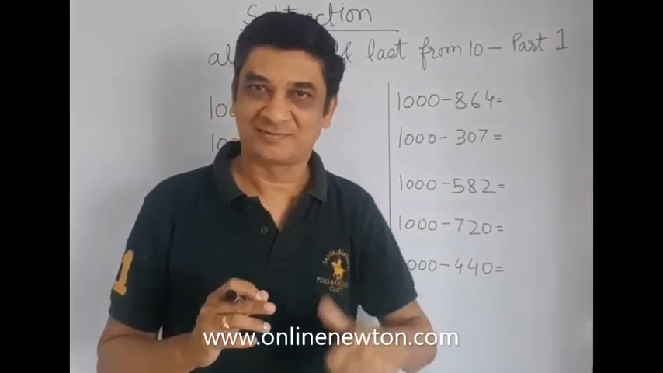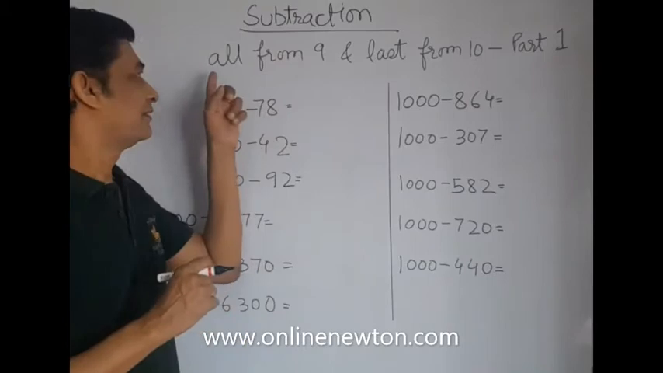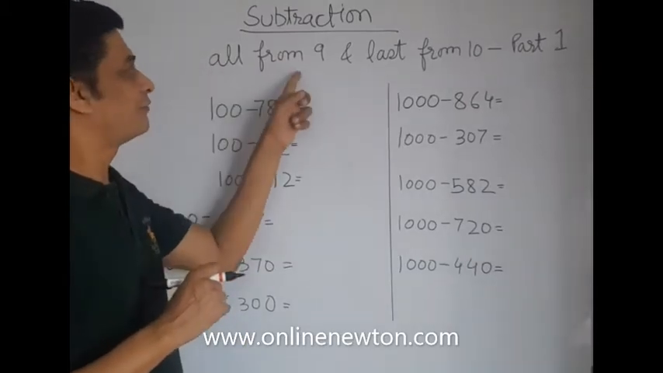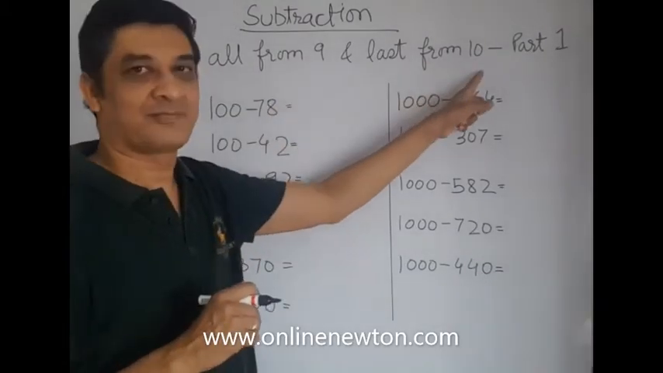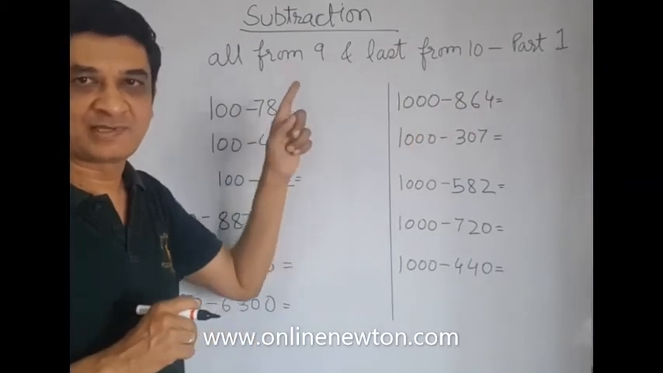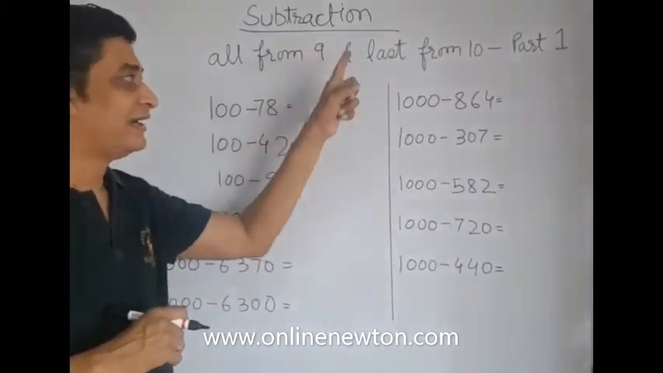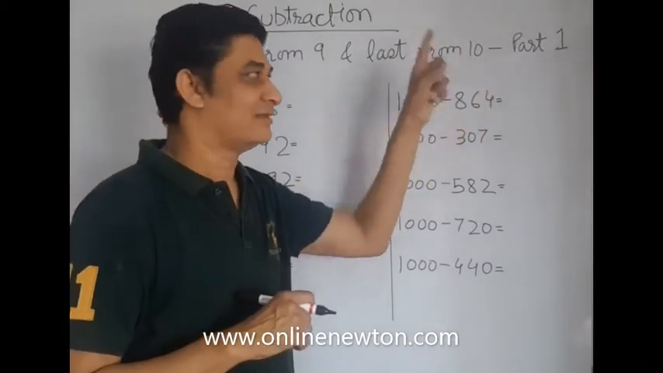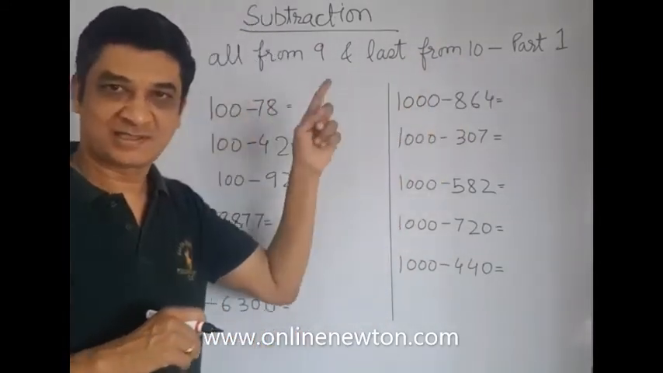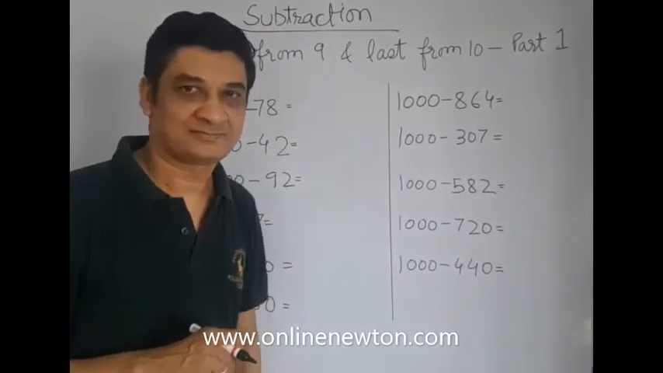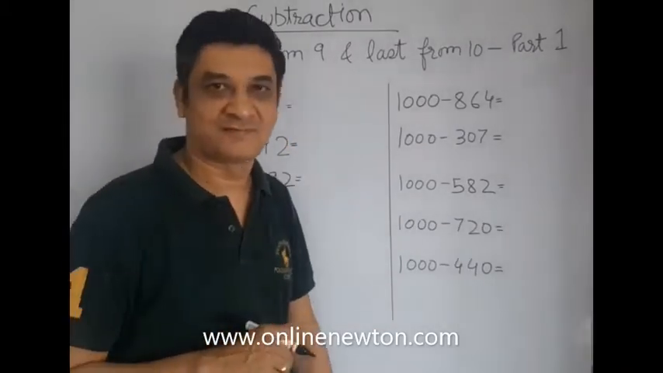The name of this method is all from 9 and last from 10. I repeat, the name of this method is all from 9 and last from 10. This is part 1 of this method. So let's start with the first example.